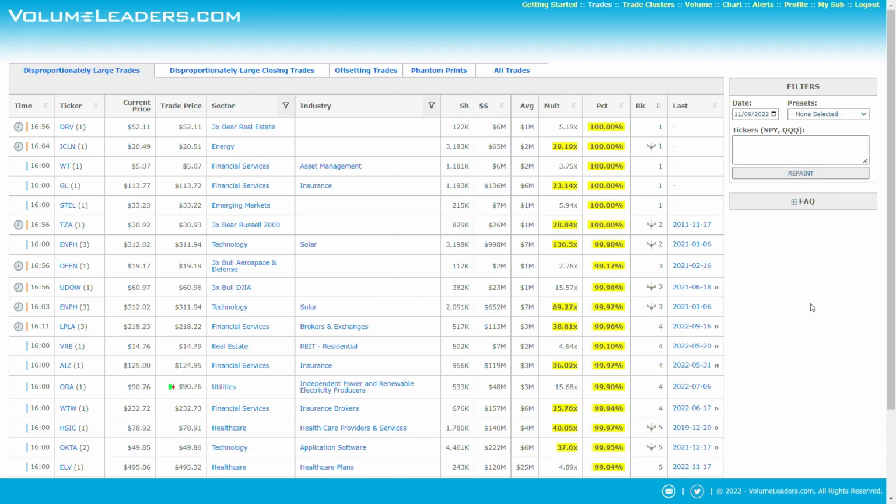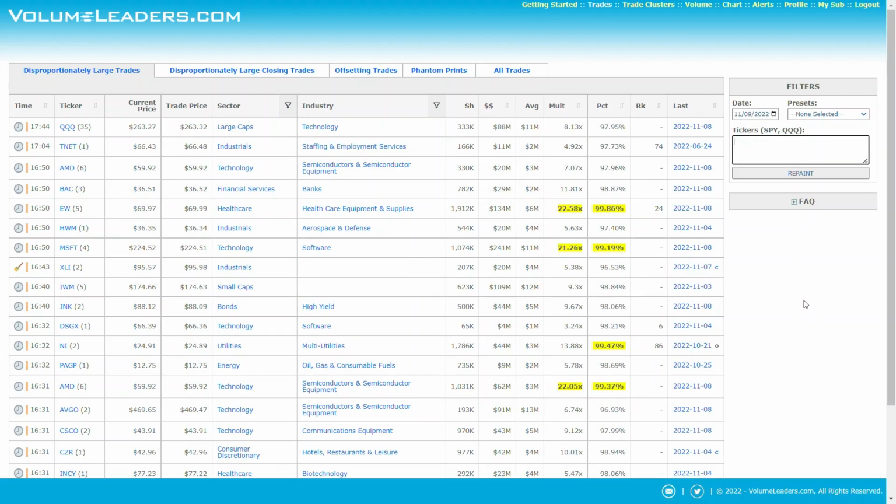What that's going to do is reload all the disproportionately large trades for that day, so we see a different data set. And again, part of my normal routine is to look at the close and see what they're doing after hours, because after hours is when institutions position themselves for the next day. So the closing prints and the after hour prints are the most important, in my opinion, and most likely to reveal the intents of institutions.